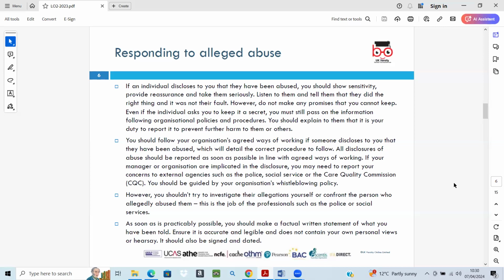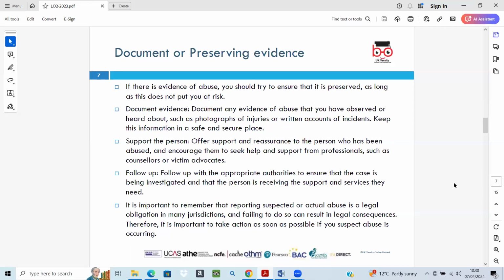So we are not qualified to do that, so we cannot do it. What's in the next slide? Document or preserving evidence. Okay, so if there is evidence of abuse, you should try to ensure that that is preserved as long as this does not put you at risk.